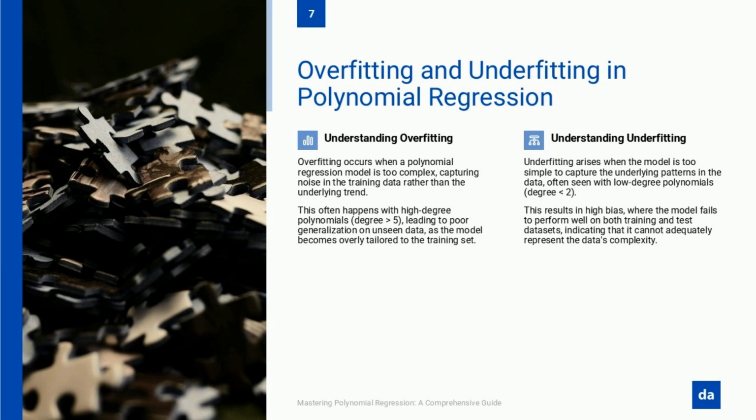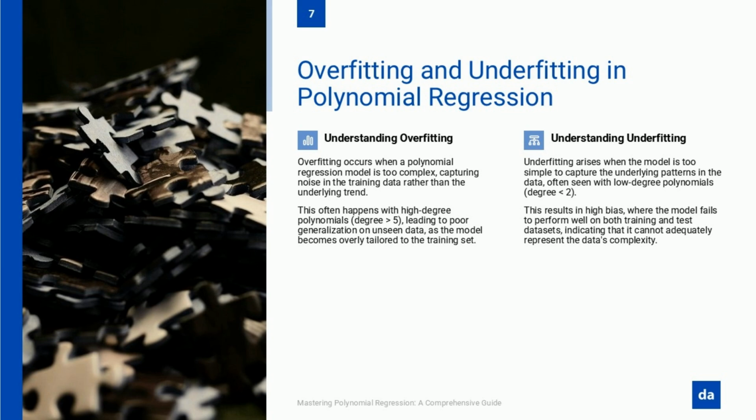Finding the right balance between bias and variance is key. A model with high bias is too simple and misses important patterns, leading to underfitting. A model with high variance is too complex and captures random fluctuations rather than meaningful trends, leading to overfitting. The ideal polynomial degree is the one that strikes a balance between the two, achieving low error on both training and validation data.